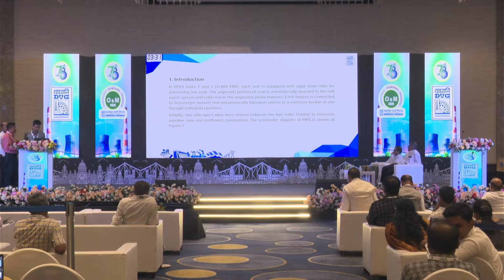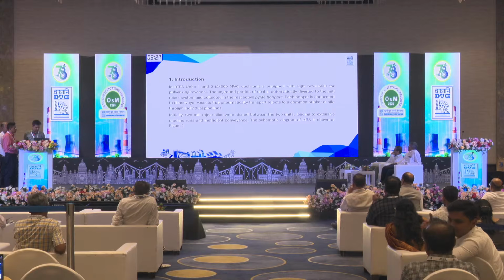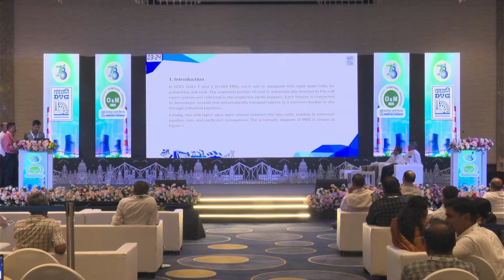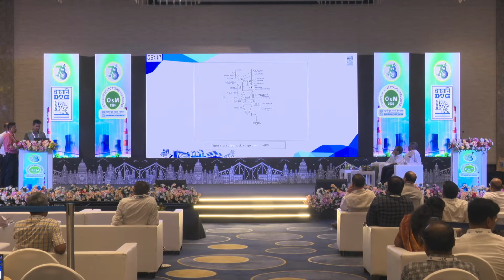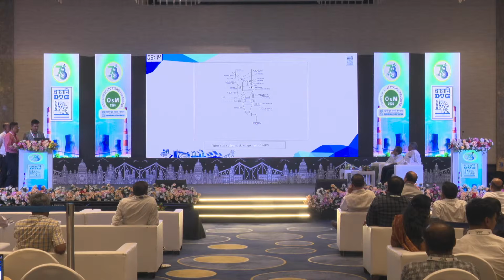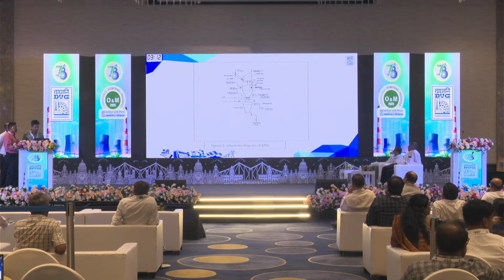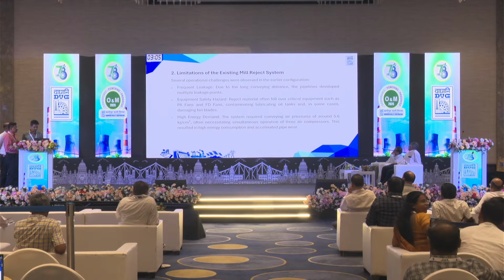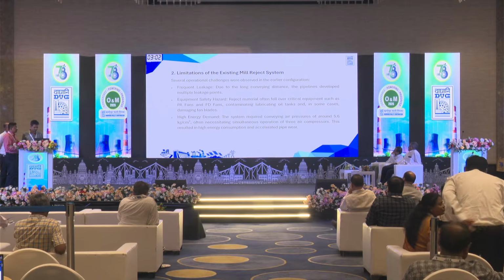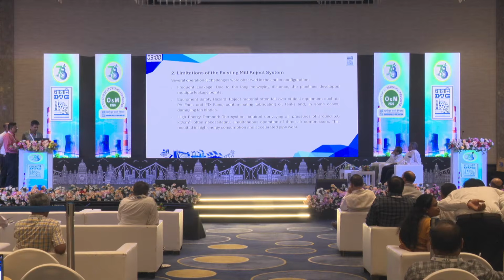Initially, 2 mill reject silos were shared between the 2 units, leading to extensive pipeline runs and inefficient conveying, and requiring high pressure to convey the mill reject. So, in this system, we have some limitations. Several operational challenges were observed in the earlier configuration. Due to the long conveying distance, the pipeline developed multiple leakage points, which leads to more maintenance work and the surrounding area getting untidy.